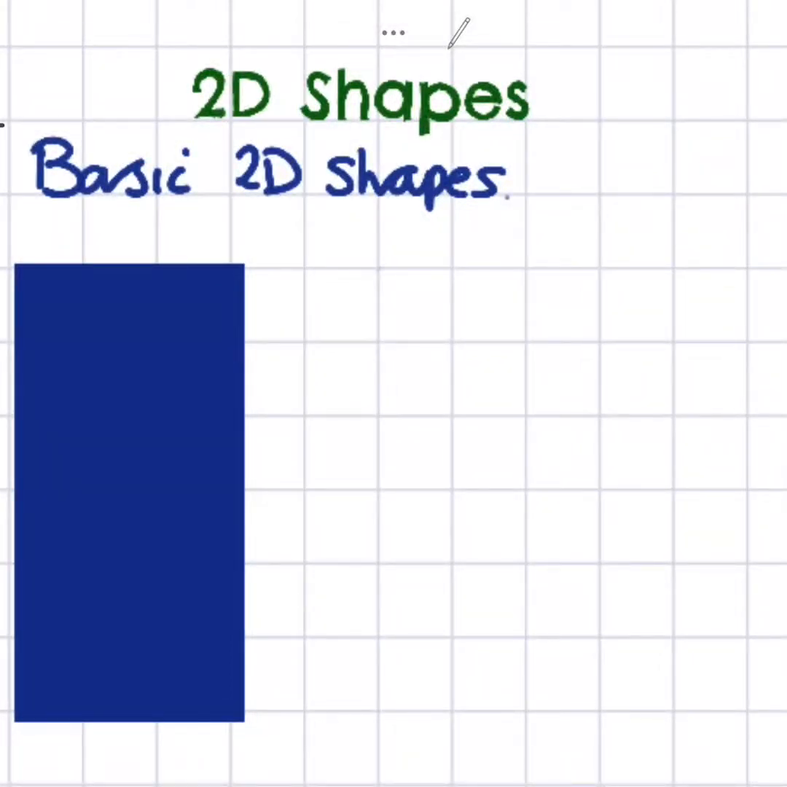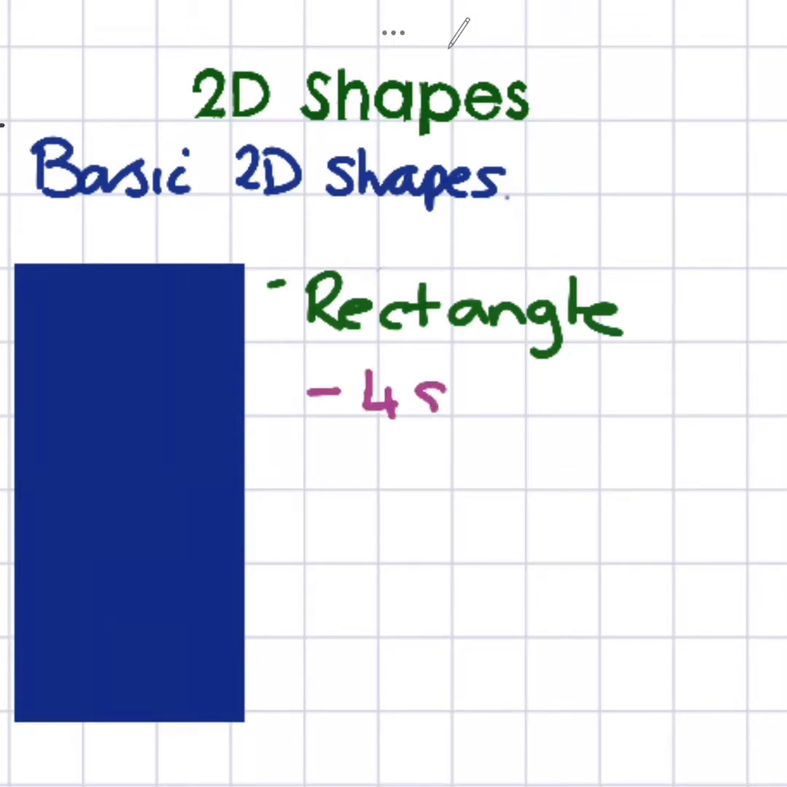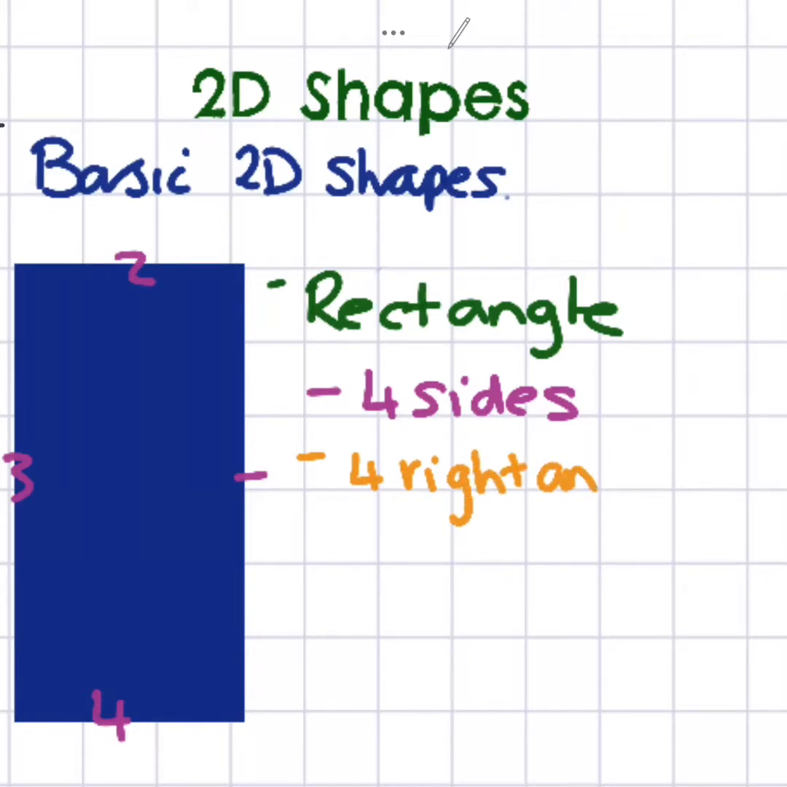Alright guys, we're going to do some basic 2D shape revision first of all. So the first shape we've got there is a rectangle. Remember to think about what the properties of a rectangle are. So it has 4 sides. So it's a 4-sided shape, quadrilateral. There we go. Has 4 angles and they're equal. And each angle is a right angle.